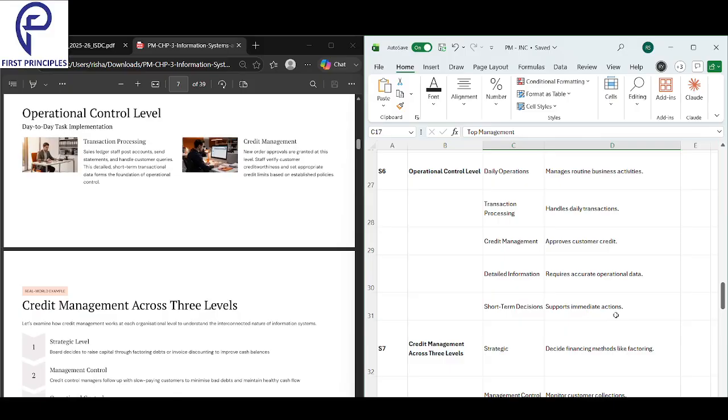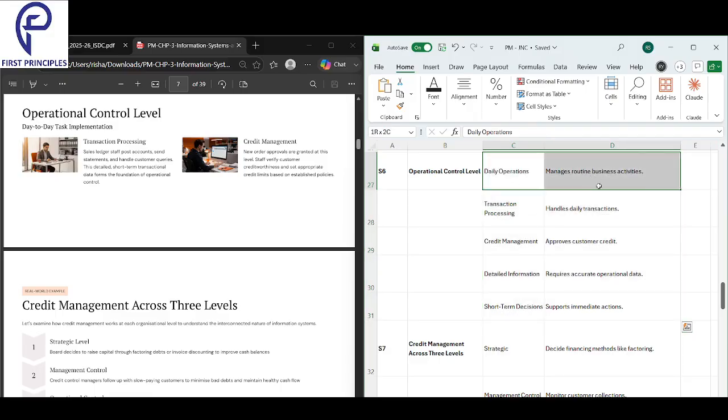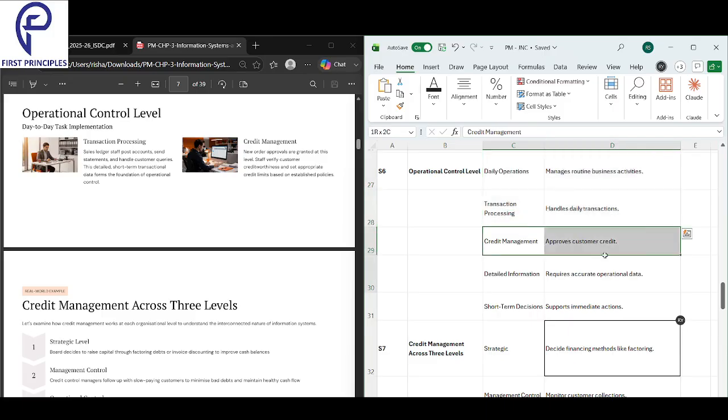We don't assign the work to others. We don't do the strategy. We just do the work and learn the work. It's mainly routine tasks, day-to-day operations. It handles daily transactions, right? Credit management, approves customer credit.